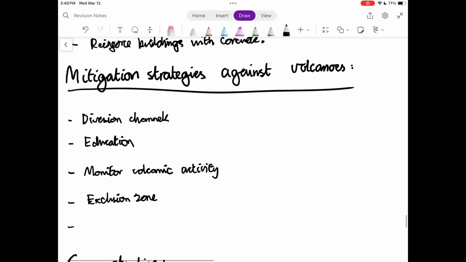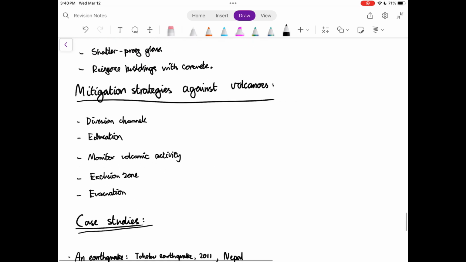And finally, evacuation is a good mitigation strategy. So moving people out of the area which is potentially in danger. So this decreases the casualties caused by a volcanic eruption.